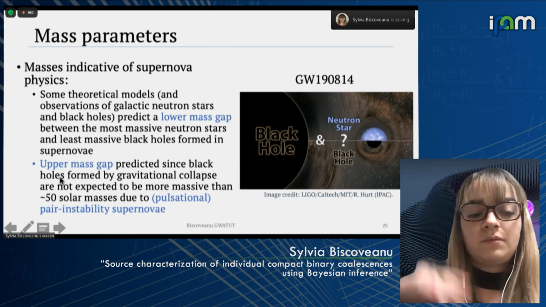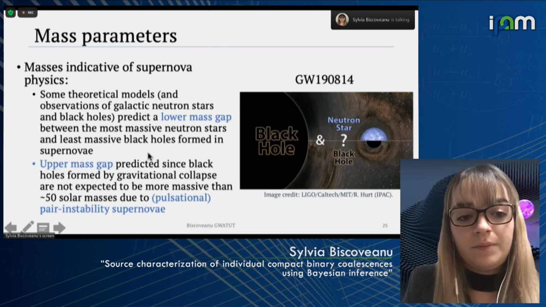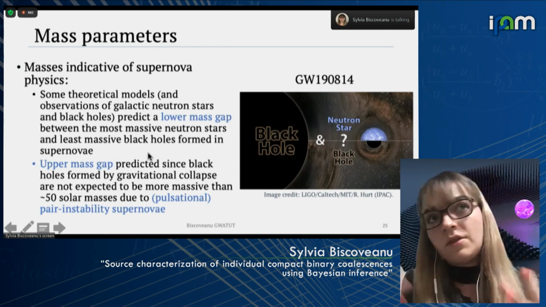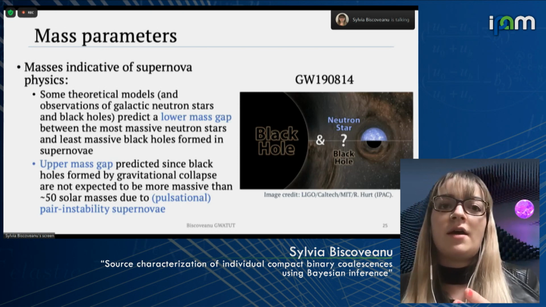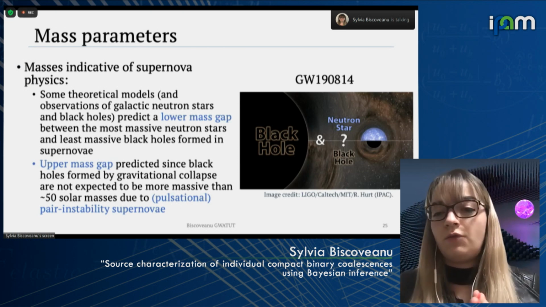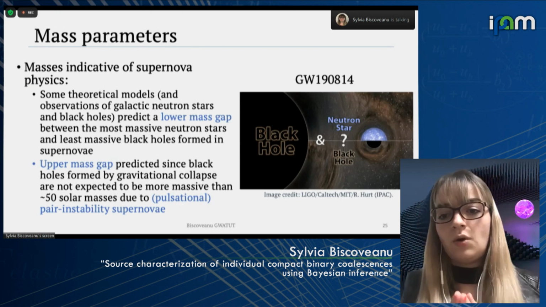And then on the other side, we have an upper mass gap, which is predicted because theoretical models say that basically stars with masses in the range of 140 to 260 times the mass of the sun should not collapse to a black hole.